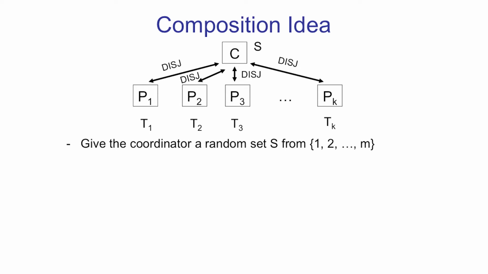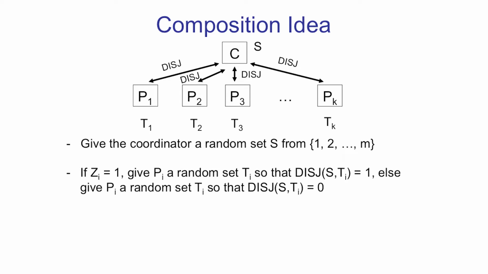So let's consider the following problem. Again, there's an input distribution. The coordinator is going to have an input: a random set S from the domain 1 through m. And now each of the players is going to have as input a set, ti, instead of a bit. But what we're still going to do is think of generating these k bits for gap threshold. Just think of them as some auxiliary bits. We're generating them, we're flipping them.